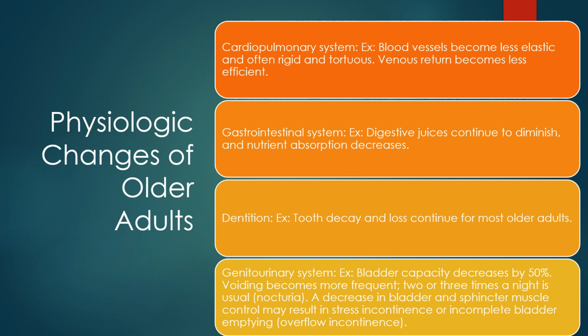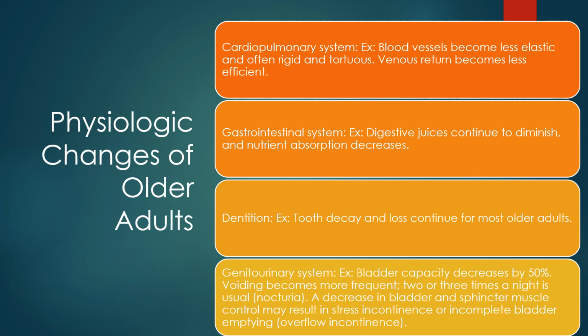Unfortunately, healthy food is very expensive, especially for older adults who are on a fixed income. Budgetary constraints and physical limitations may interfere with food shopping and meal prep, so they may just go without eating. The genitourinary system gets affected by not only the kidneys starting to fail, but also with the bladder. Bladder capacity decreases by 50%, so voiding becomes more frequent, with 2 or 3 times at night becoming usual.